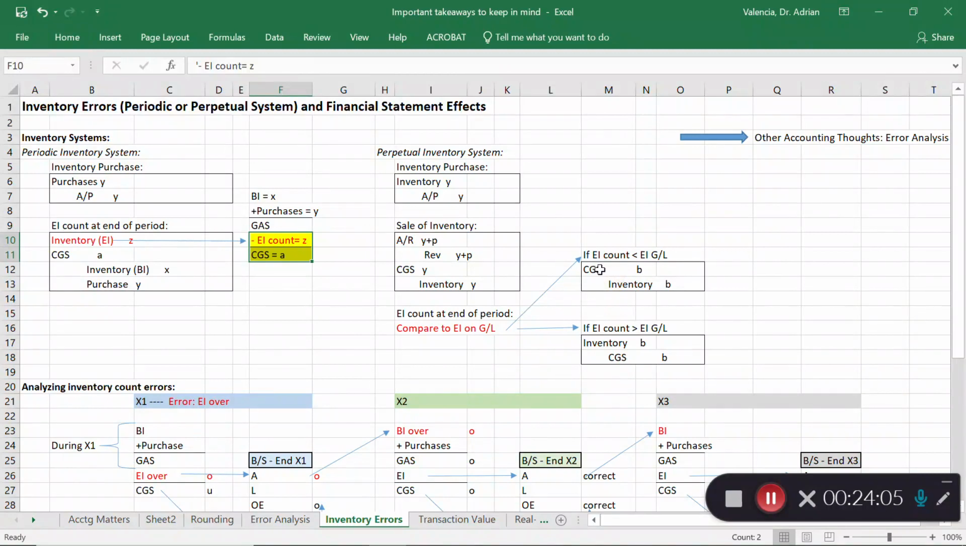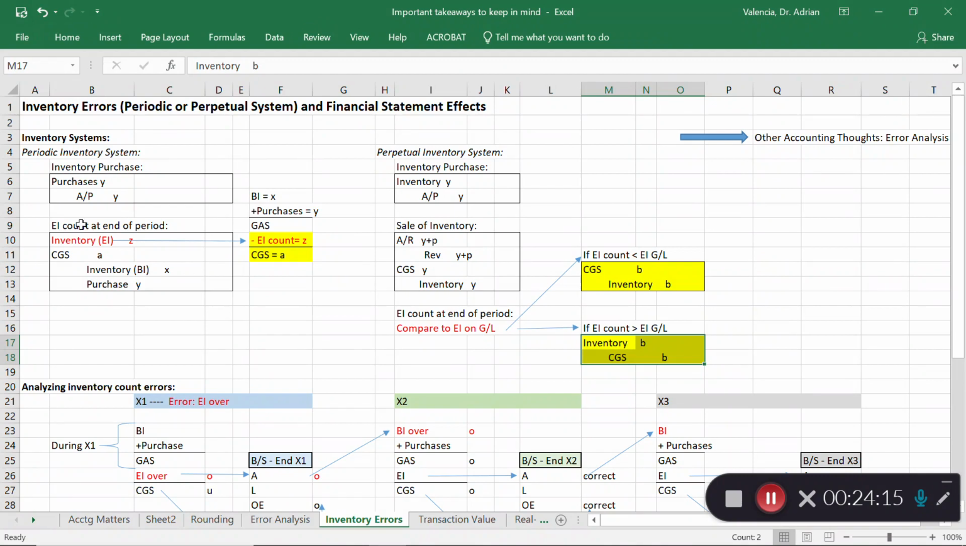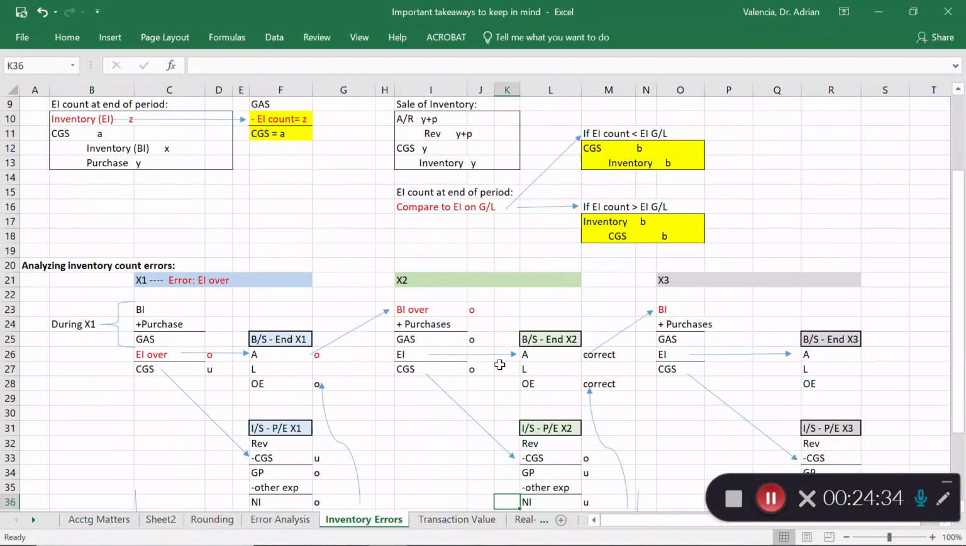So notice, one way or another, the effect is, if I'm using periodic, whatever error I come up with, that's going to be reflected either in both ending inventory and cost of goods sold. If here I do this and I have an error, when I do this adjustment, that error is going to be within cost of goods sold or inventory. Cost of goods sold or inventory. And that's exactly what we just analyzed right here, right? This is starting from account. This would be an error starting from account as well, possibly.